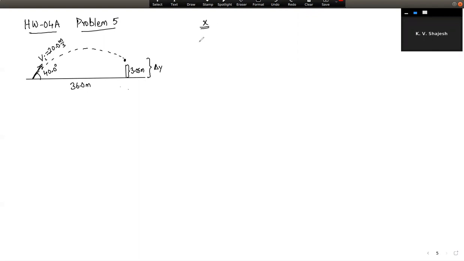So let's again list the quantities. So we have in the x direction, delta x, delta t, and v initial in the x direction. Delta x is plus 36 meters. Delta t is not given. V initial x will be 20 meters per second times cosine of 40, because the angle is in the first quadrant if you want to imagine that as a vector. And that's equal to cosine 40 times 20.